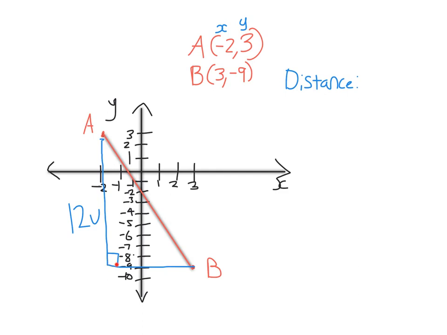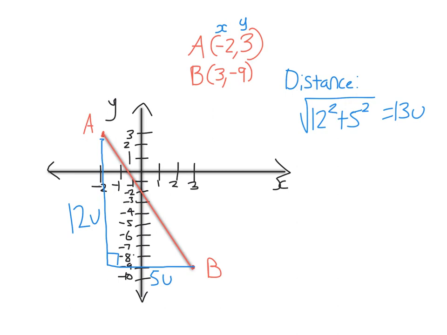Similarly, we can figure out this distance really easily. We've gone from x is -2 to x is 3, so we've gone across 5 units. For the distance, we're just finding the hypotenuse of a right-angled triangle. It's just the square root of 12 squared plus 5 squared, and that gives us 13 units. So that's the distance from A to B, 13 units. We don't actually know whether it's 13 centimeters, meters, whatever. It doesn't matter. It's just 13 units.